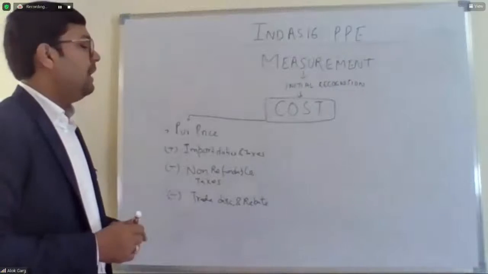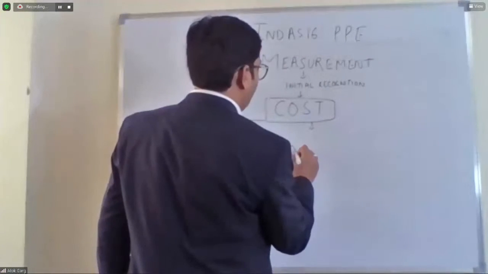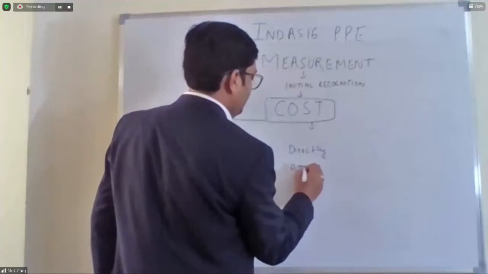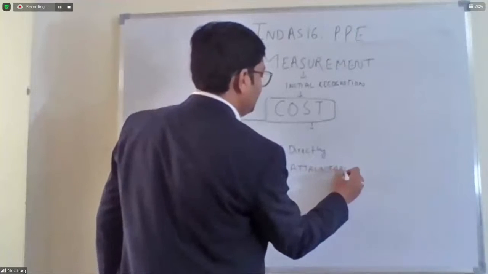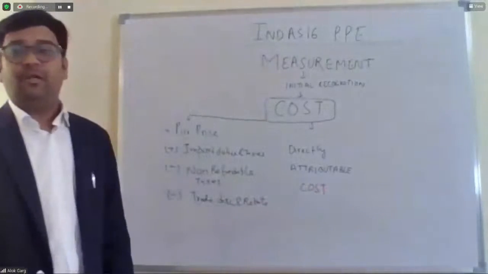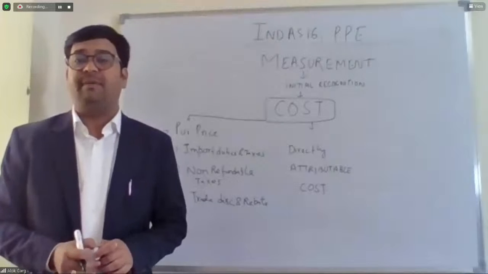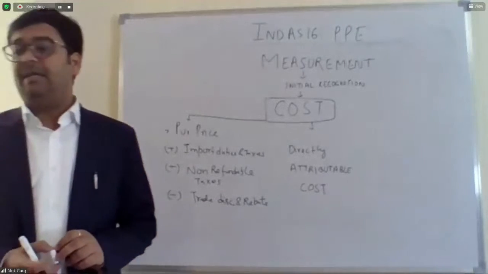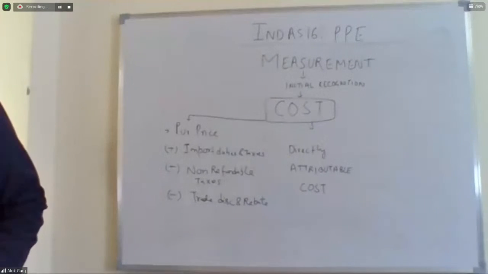Okay. Now what is the second part? The second part is directly attributable cost. What is meant by directly attributable cost? Can anyone give me an example of directly attributable cost? I would appreciate the response from all of you.